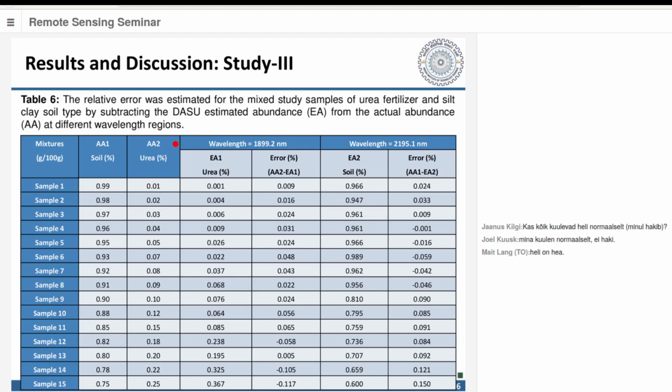And these are the results which I have calculated using the DASU estimated abundances, and then next one is for the DASU-based deep learning abundances for each soil sample. So these are the results in the table. These are the true abundances, and these are the estimated abundances using the DASU method, and these are the errors which I have calculated by subtracting the estimated abundances from the true abundances for each mixed sample in two wavelength regions.